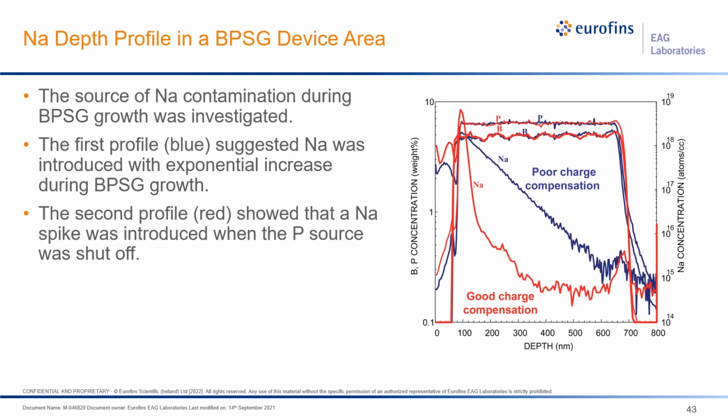Why is this useful? Well, here's a look at a BPSG, borophosphosilicate glass film that is used as dielectrics in CMOS structures. And you're looking at a device that has a mobile ion contamination, and the goal is to measure where this contamination source is. And we see that depending on how you do the charge compensation, you may get a very different profile shape, but the proper compensation shows you that you get a sodium spike at the end of the phosphorus source turnoff.